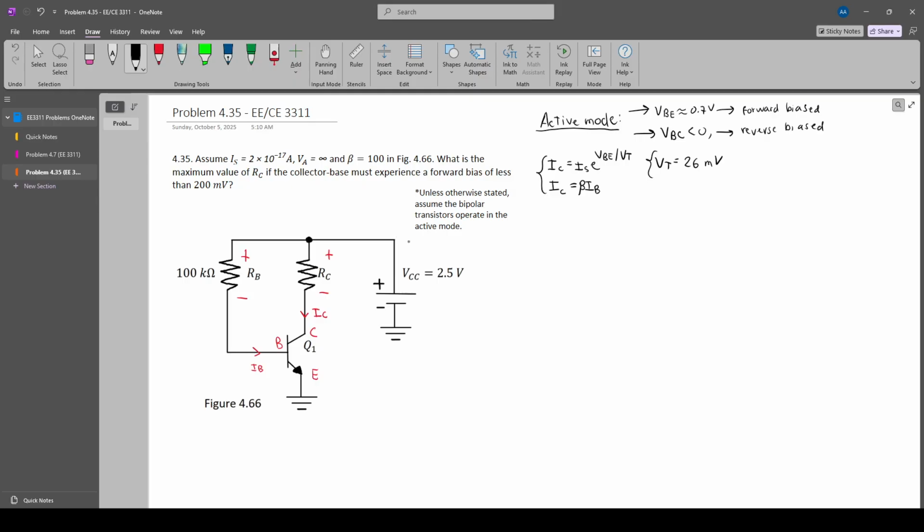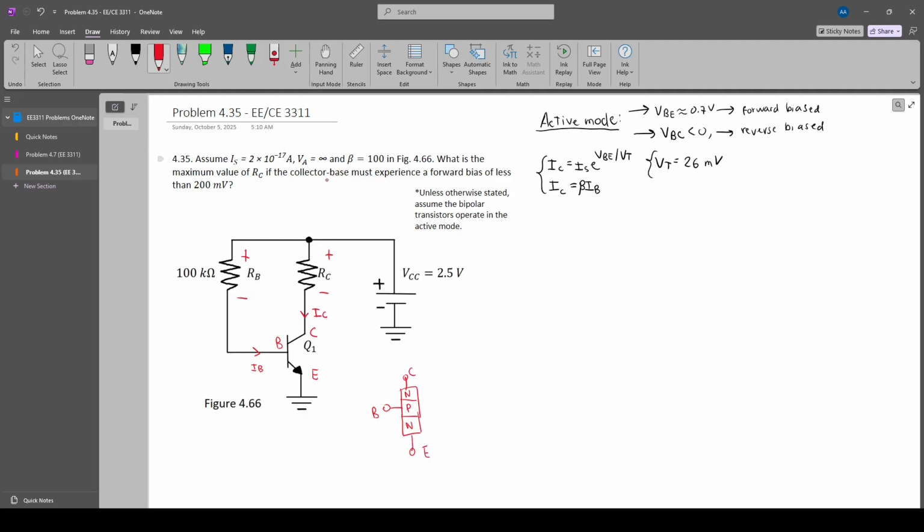Okay, so first we have to consider that the collector base must experience a forward bias of less than 200 millivolts. What does that mean? That means that we have this NPN transistor, right? Let's draw it here. It's divided in three sections, right? NPN. This is the collector. This is the base, and this is the emitter.